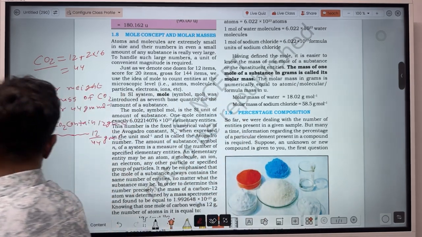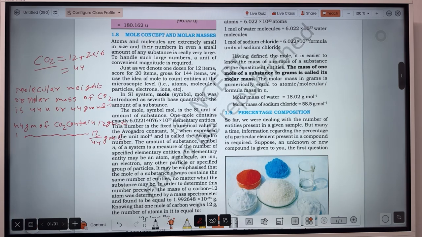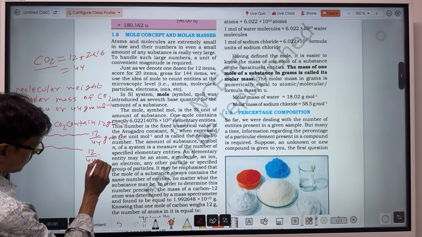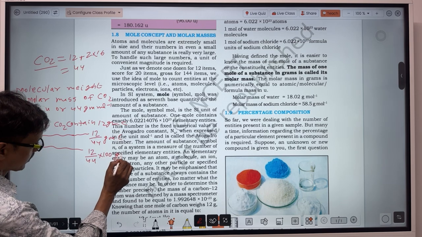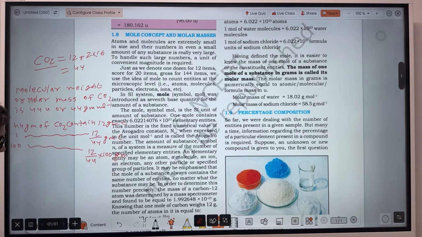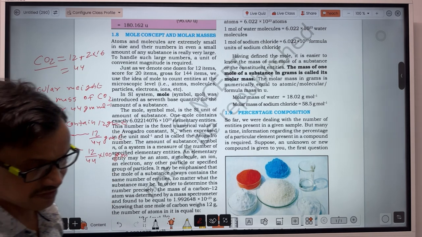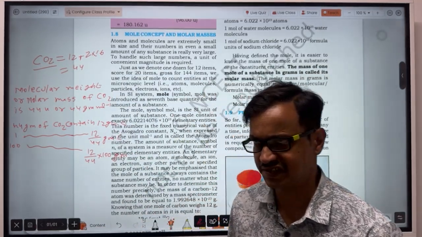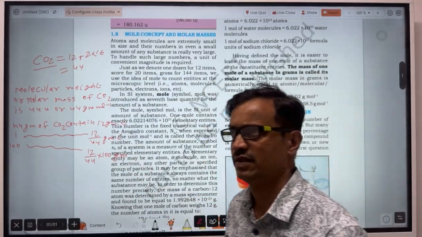So let's see here, 44 gram of CO2 contains 12 gram carbon. So 1 gram CO2 will contain 12 upon 44 gram carbon. So 100 gram CO2 will contain how much? 12 upon 44 into 100, that much gram. So guys, I don't think anyone feels difficulty here. Very simple it is. Simple mathematics here.